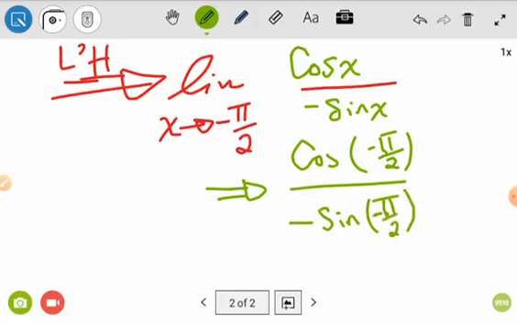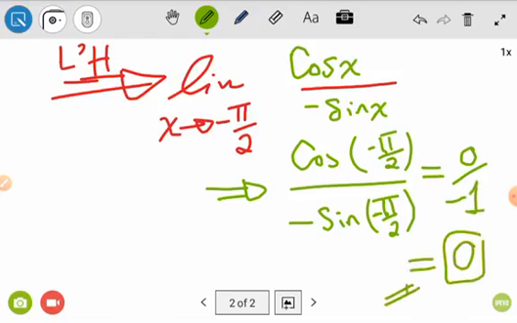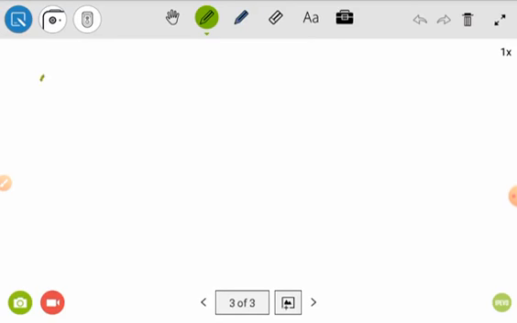Cosine of negative pi over 2 is 0, and then sine of negative pi over 2 is 1, and we already have the negative, so it's 0 over negative 1, which is 0. This is my answer. My answer is 0 here. Question 2.